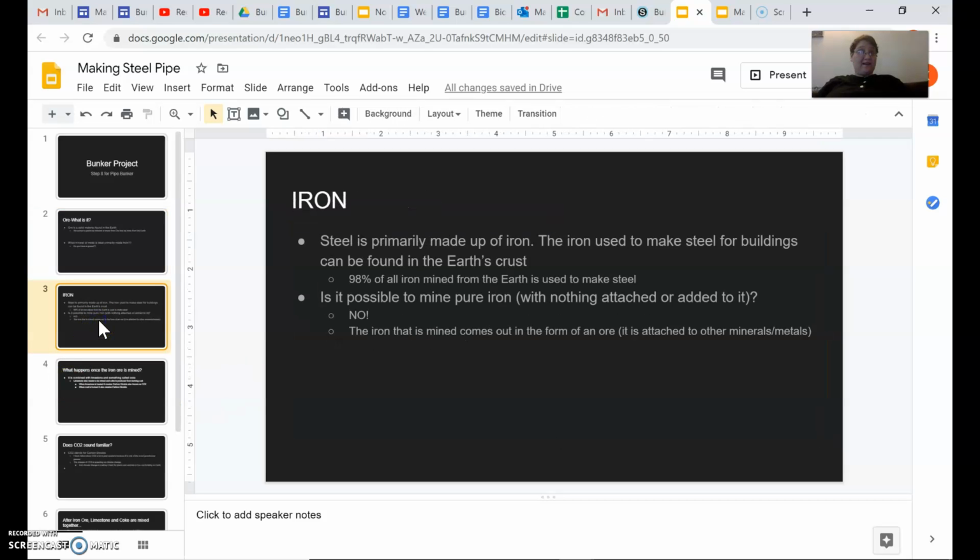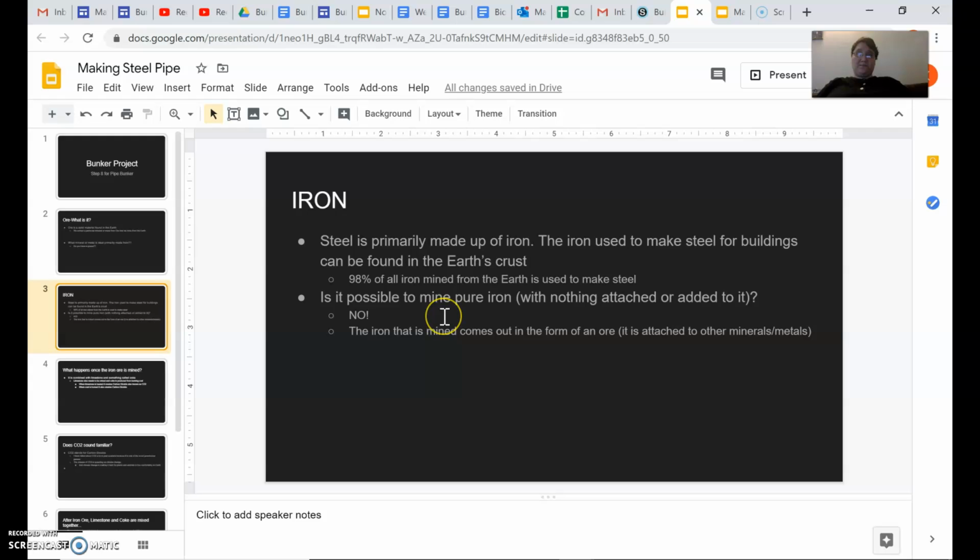Alright, so the correct answer, guys, is iron. Steel is primarily made up of iron. And the iron used to make steel for buildings can be found in ore in the Earth's crust. 98% of all iron that is mined in the world goes to make steel, actually.